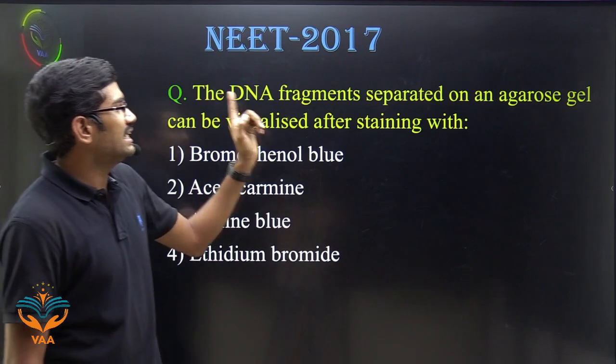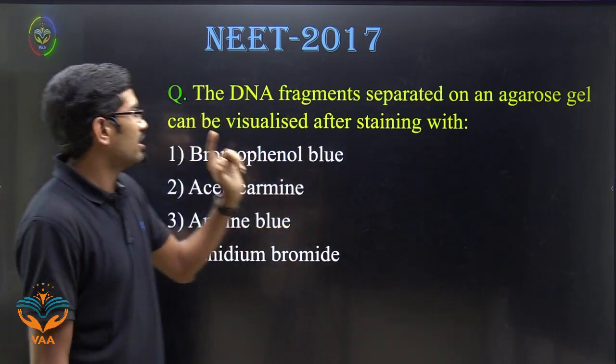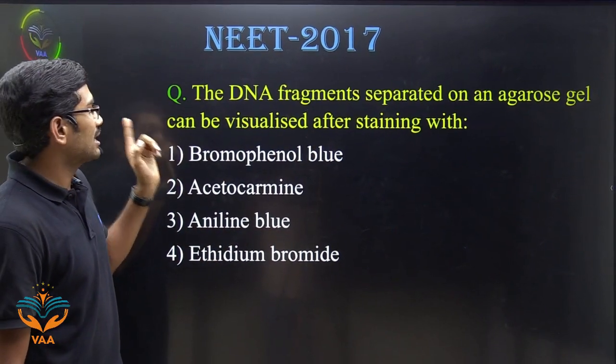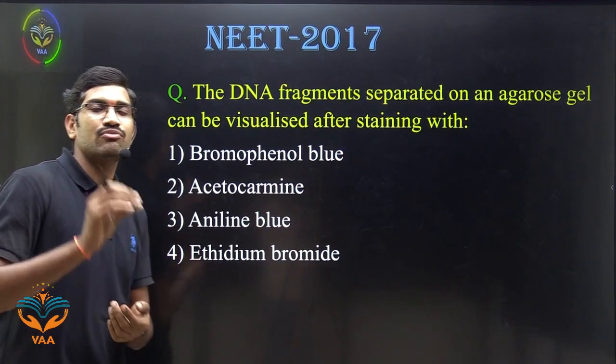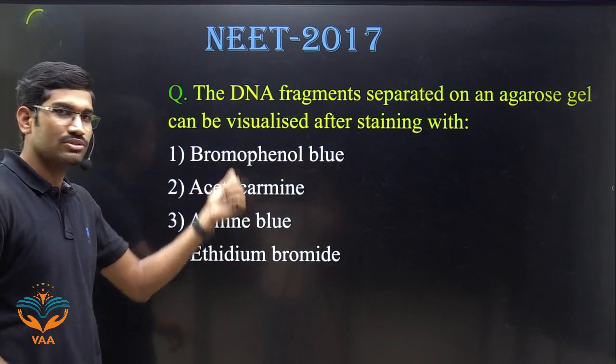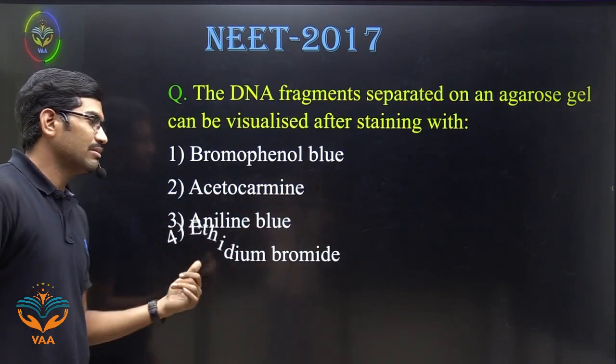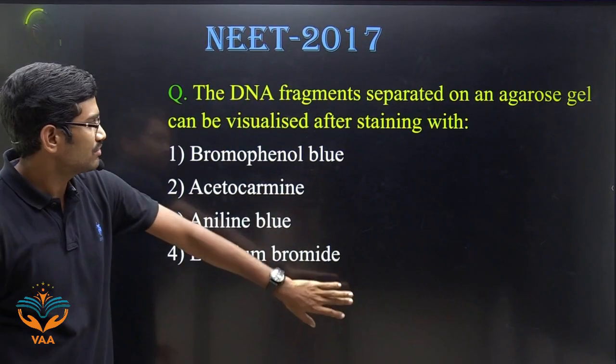Next one. The DNA fragments separated on an agarose gel can be visualized after staining with. Here please remember, for the staining, what is the chemical that we are using? It is ethidium bromide. So the answer is option 4.